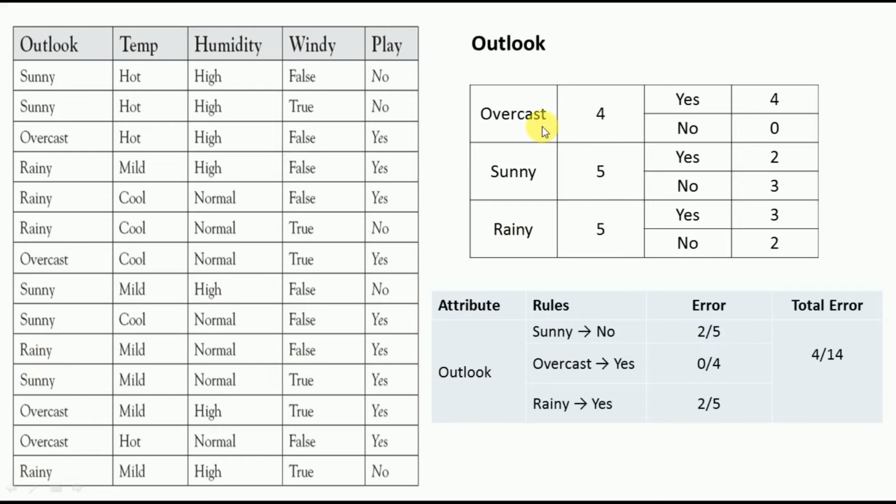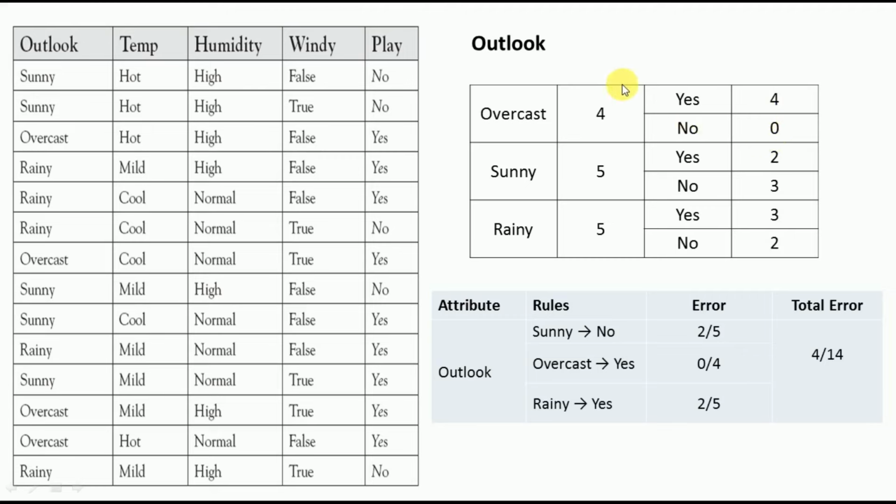Now out of these 4 occurrences of overcast, how many times do we have a decision yes, and how many times a decision no? We need to find out. So go back to this one, overcast. Yes, overcast, decision is yes. Overcast, decision is yes. Overcast, decision is yes. So out of 4 occurrences, all 4 are yes and 0 occurrences are no.